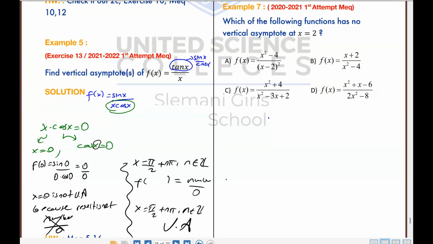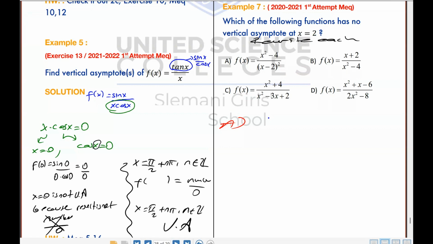Okay, another ministry question. Which of the following functions has no vertical asymptote at x equals 2? I'm going to check the vertical asymptote of each option one by one. Option A. I am going to rewrite each function one by one. So after simplification, I will decide whether the number that makes the denominator 0 is our vertical asymptote.